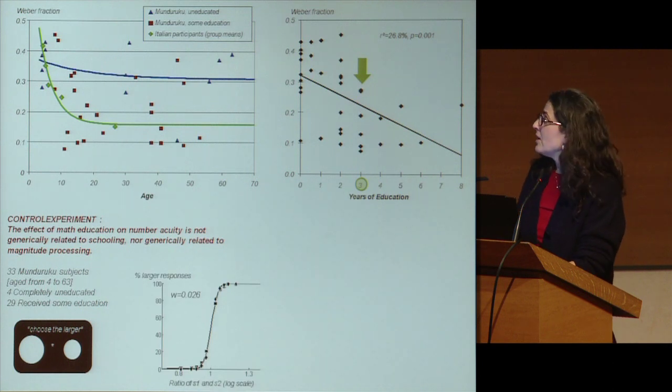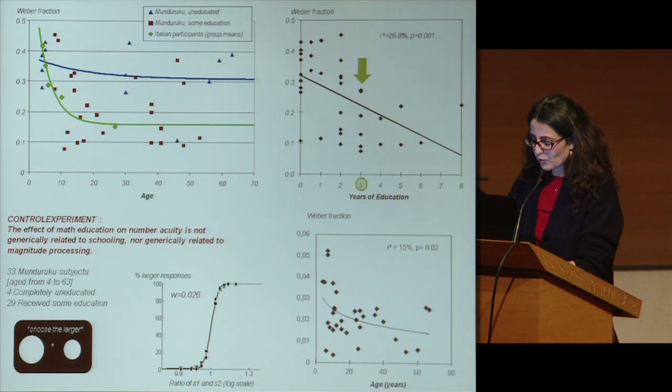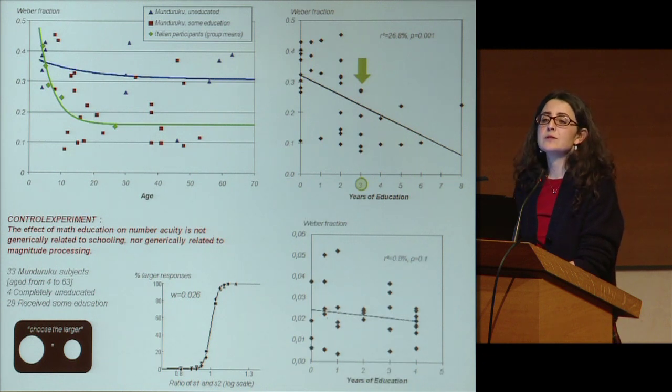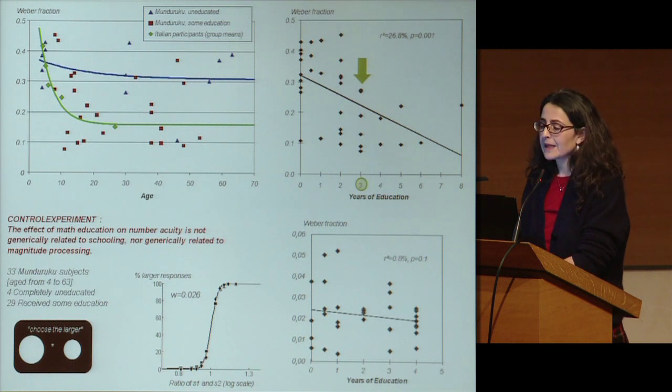The answer is no. First of all, you can see that Munduruku subjects were very good at performing this task, and that we could detect an effect of age. So there is some maturation in performing this task as well. The Weber fraction for size decreases as people grow up. However, there was no significant effect of education, actually not at all.